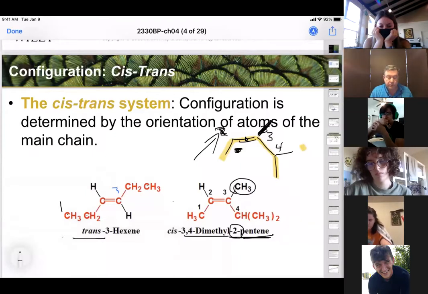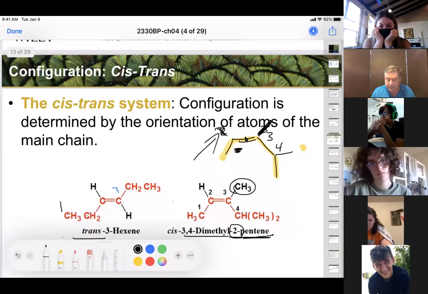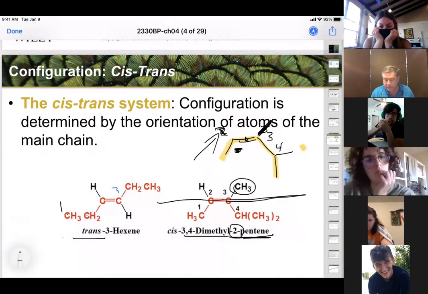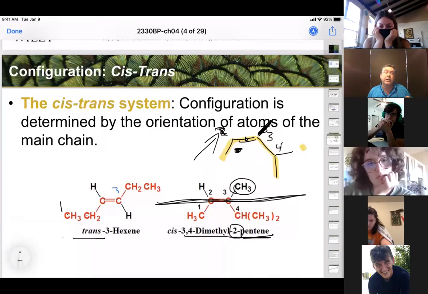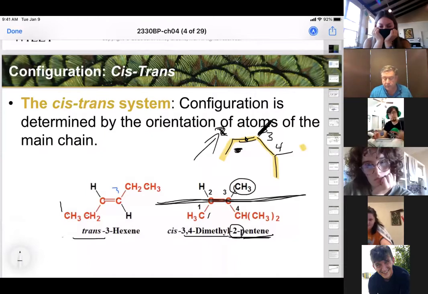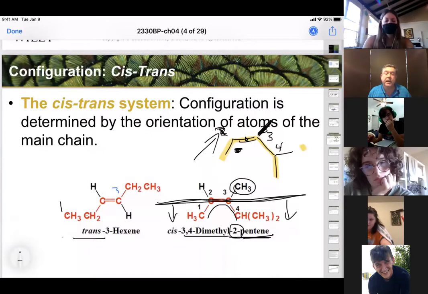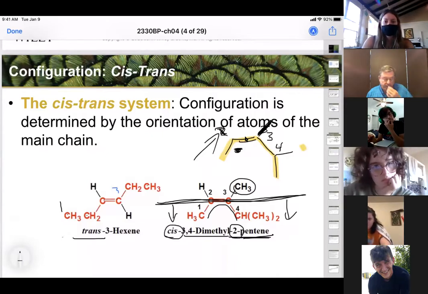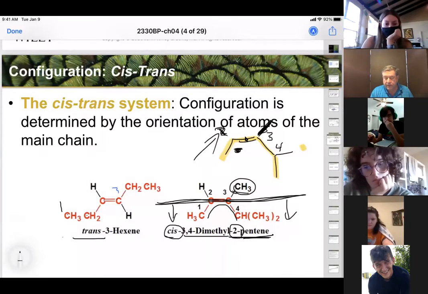But now we have to determine cis or trans. And in this case, if we draw a line through here, notice that both of the things that are in the parent chain are what we're looking at. So the parent chain is running in this direction here. They're both on the same side of that double bond. So we call it cis. Even though you have another group here, the parent chain is all on the same side of that axis.